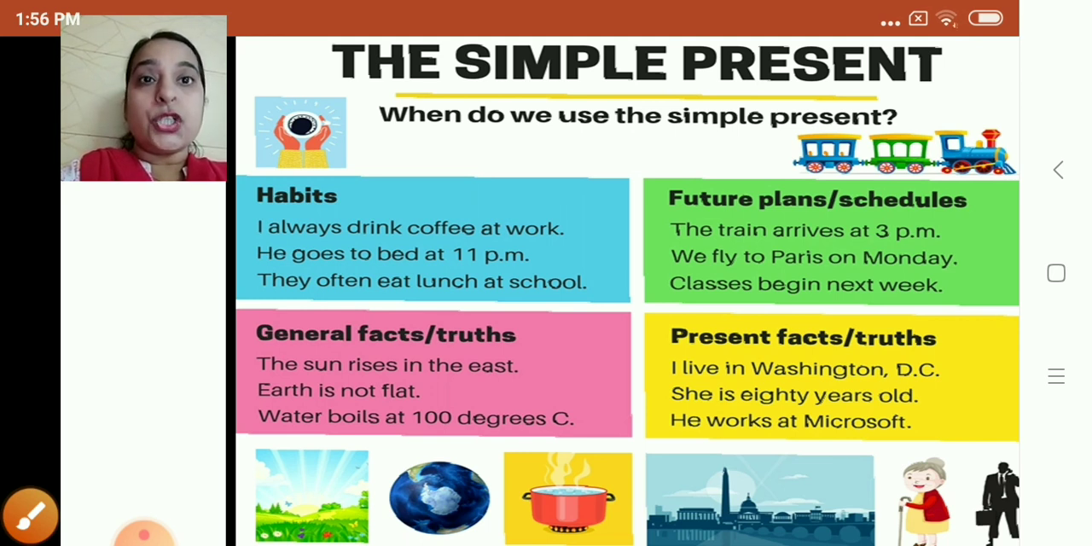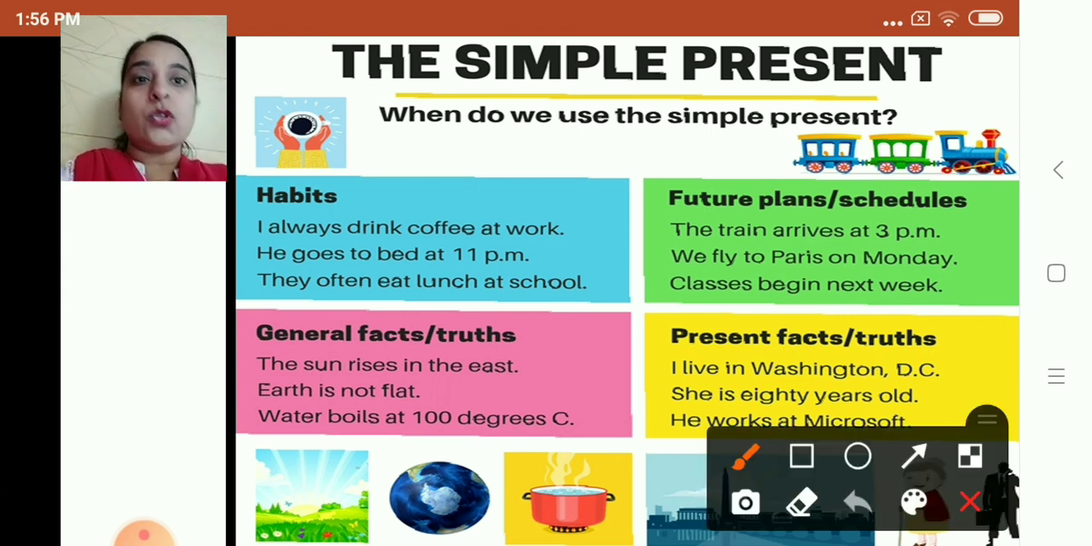Now when we talk about general facts or truths, for example, the sun rises in the east. Yes, this is a fact, correct? So when we speak about facts or general truths, we have to use simple present tense. Earth is not flat. Water boils at 100 degrees Celsius. So these are general facts, and for that we use simple present tense.